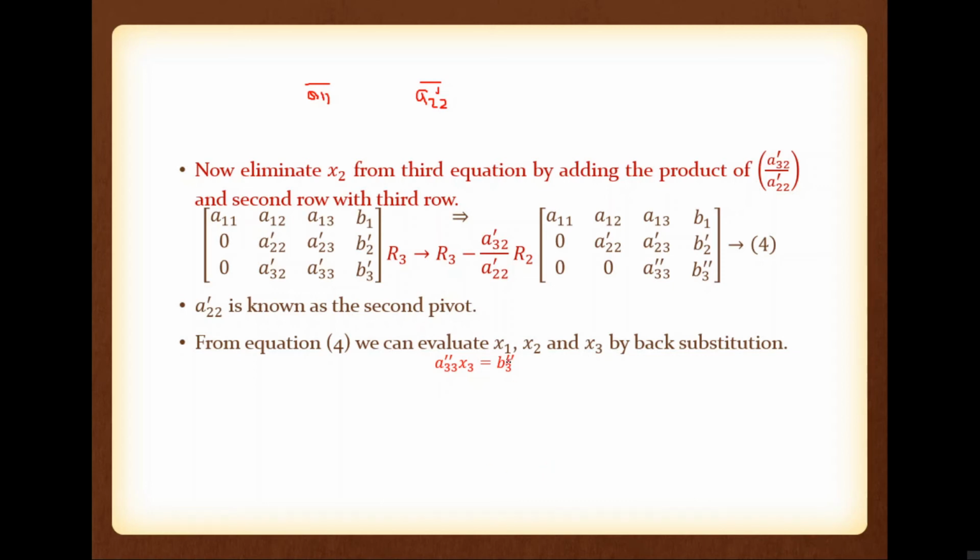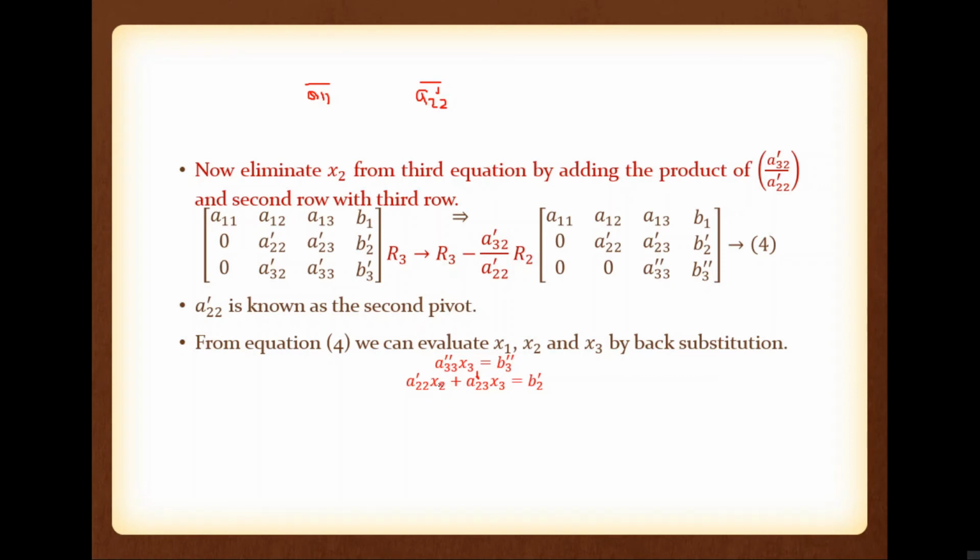Now take the second last equation. First we took the last equation, now the second last equation. What is the second last equation? 0 into x1 plus a22 dash into x2 plus a23 dash into x3 is equal to b2 dash. So please note, after the previous step we have x3. So the unknown is x2 only. So we can find x2.